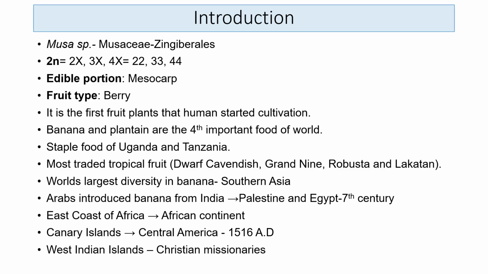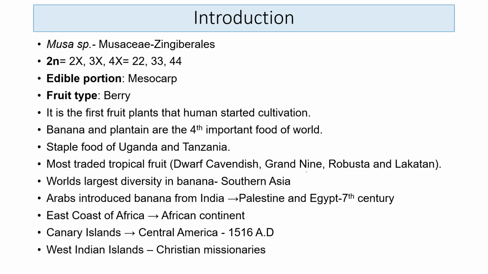And in the food commodities, if you look at the world, banana and plantain are the fourth most important food for the world, and it is also a staple food in African countries like Uganda and Tanzania. And this is also one of the most traded tropical fruits in the world. In world trade, the main banana varieties are Dwarf Cavendish, Grand Naine, Robusta and Lakatan banana of the Philippines.